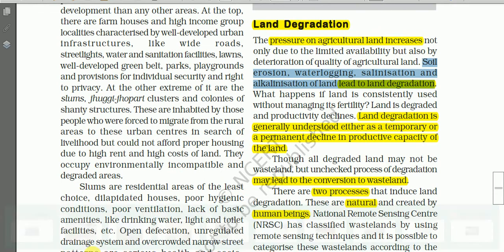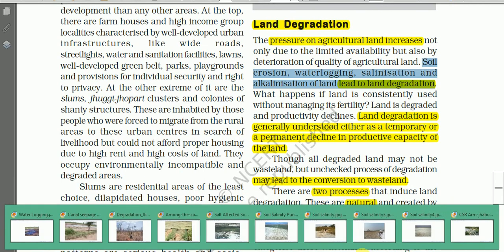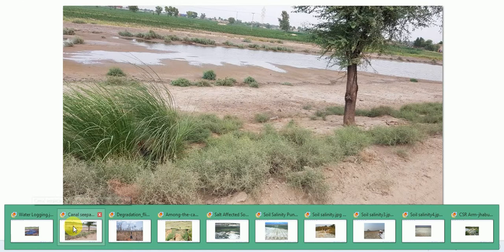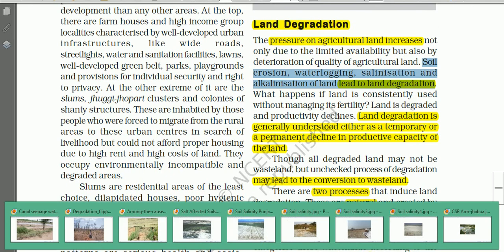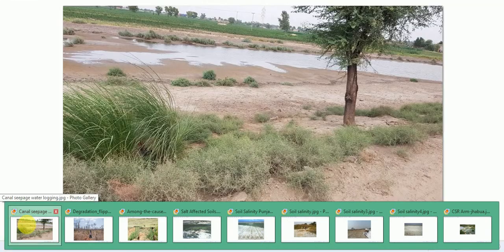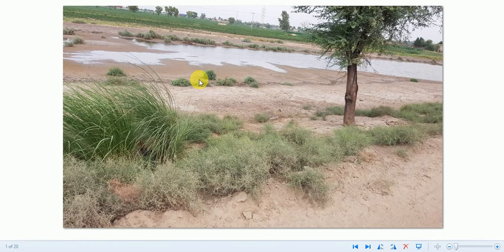Then here we have this waterlogging problem. Here the field is waterlogged. I think you may be seeing it is mainly occurring in the Punjab, Haryana area. And here this is also waterlogging due to canal irrigation. Here you may be seeing this area, it is waterlogged. Water is accumulated here.